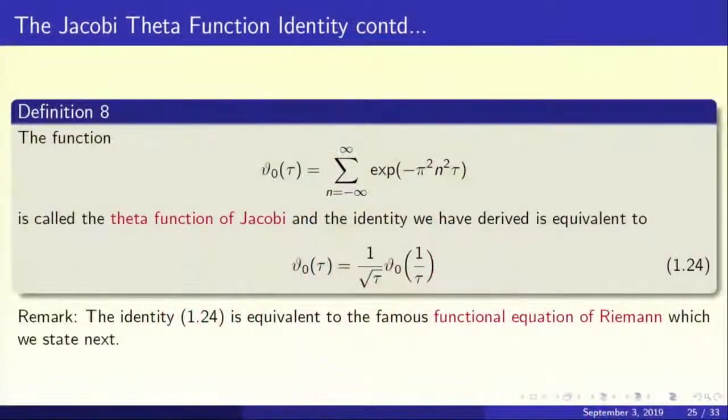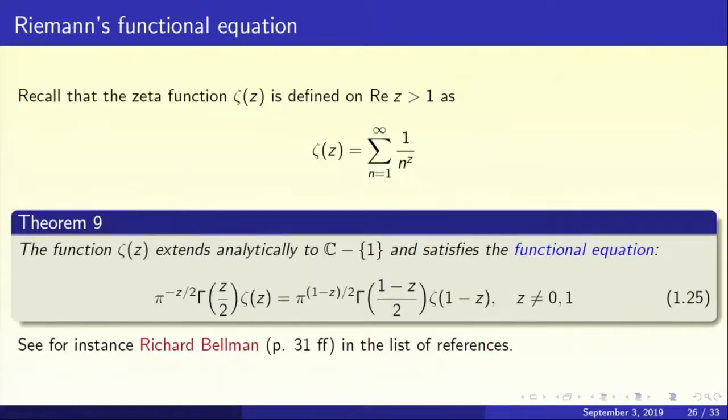Now you might be wondering, this 1.25 is so different from 1.24. How could they be related? That is the most remarkable phenomenon. It is related via the Mellin transform. The details are available in this beautiful book by Richard Bellman on the brief introduction to the theta functions. The proof is very accessible. One can understand the argument. It's not very difficult, so I'll leave it to you to refer to this book. On page 31, you will find how 1.25 follows from 1.24.